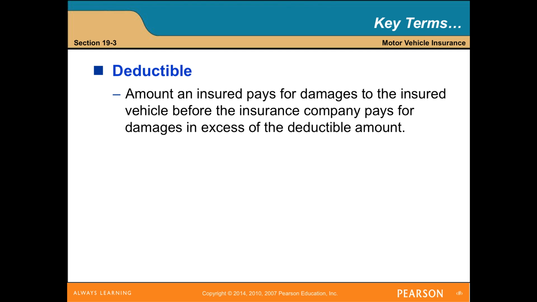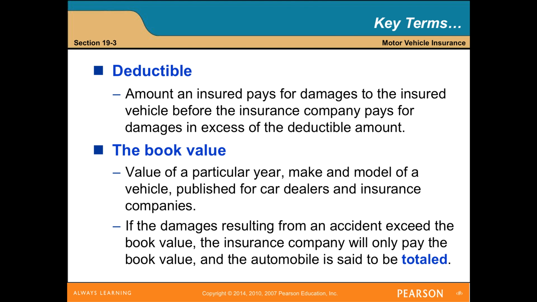A deductible, we've said deductible a whole lot, and we hear it in all types of insurance cases, but a deductible is an amount an insured pays for damages to the insured vehicle before the insurance company pays for damages in excess of the deductible amount. Book value is the value of the particular year, make and model of a vehicle published for car dealers and insurance companies. So this is like the Kelley Blue Book, for example. It'll tell you the value of the book.